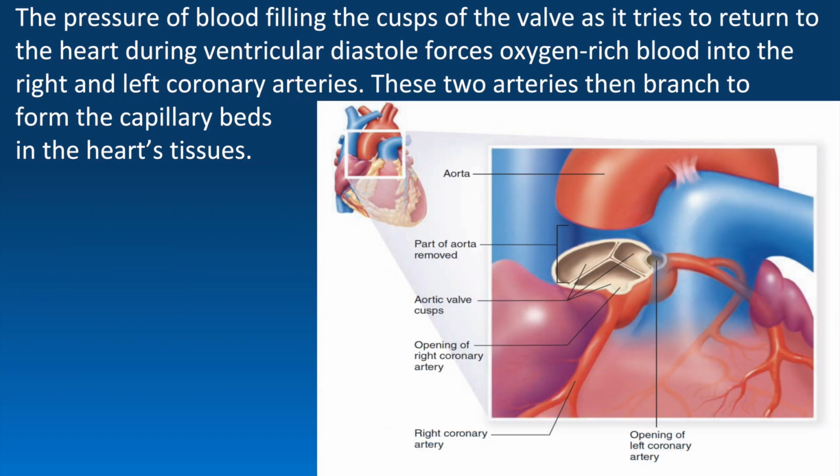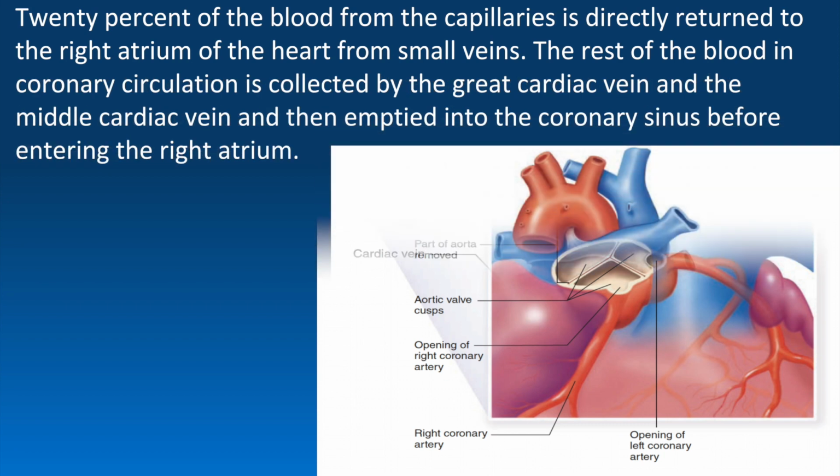If you take a close look at the figure below, you will see two openings within the aortic wall. The pressure of blood filling the cusp of the wall as it tries to return to the heart during ventricular diastole forces oxygen-rich blood into the right and left coronary arteries. These two arteries then branch to form the capillary beds in the heart's tissues.